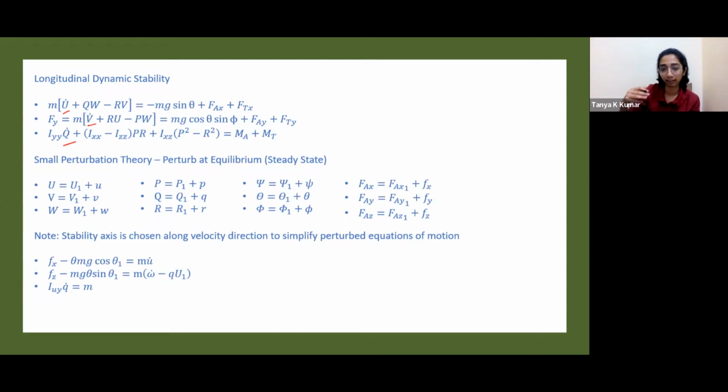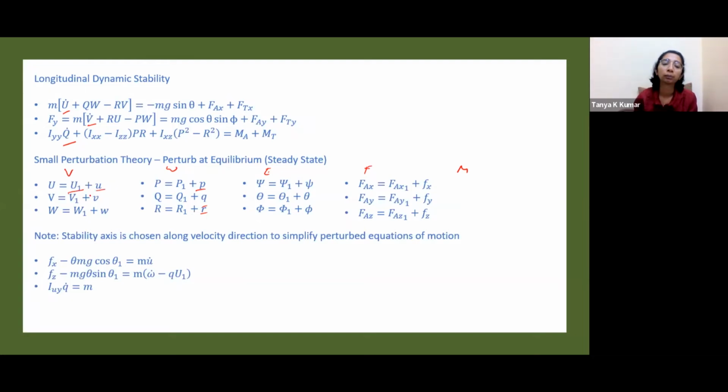So we assume the aircraft is flying at equilibrium, steady state in our case, and then you perturb it. You apply small perturbations in velocity, in omega, in the Euler angles, in the force, and in moment. Small perturbations are characterized by these small letters u, v, w, p, q, r. These terms with subscript 1, so u1, v1, w1, or psi1, phi1, theta1, are all the values at steady state. So what is the velocity in x direction at steady state? u1. The perturbed quantity is the small u.